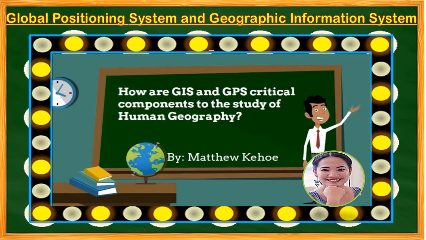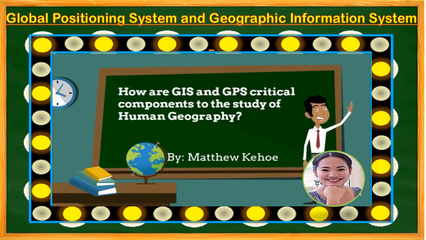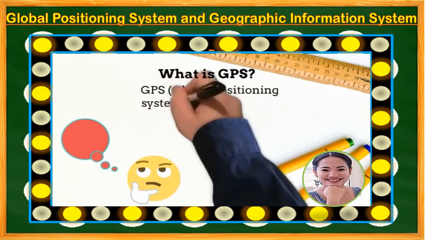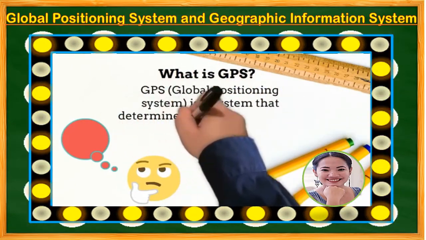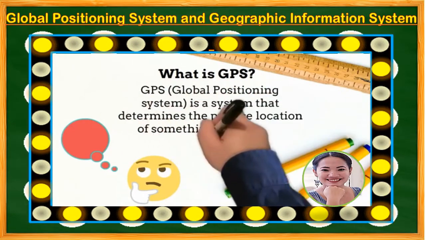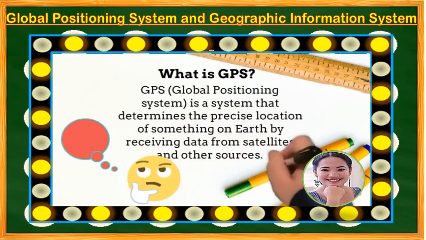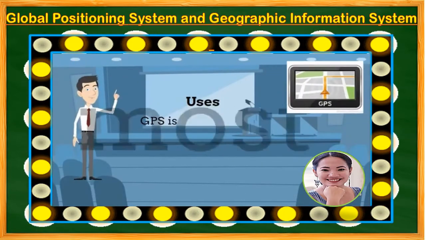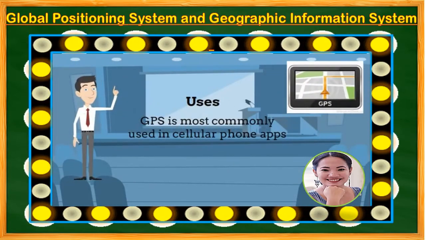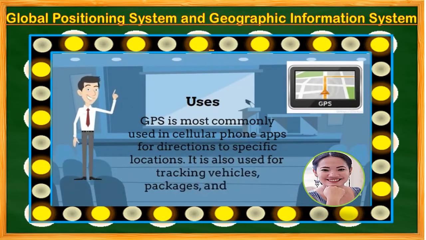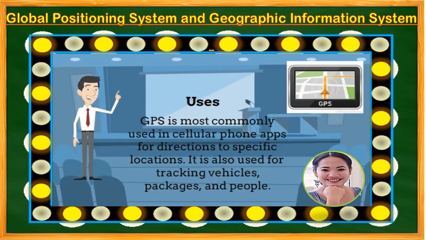How are GIS and GPS critical components to the study of human geography? What is GPS? GPS, or Global Positioning System, is a system that determines the precise location of something on Earth by receiving data from satellites and other sources. Uses: GPS is most commonly used in cellular phone apps for directions to specific locations. It is also used for tracking vehicles, packages, and people.